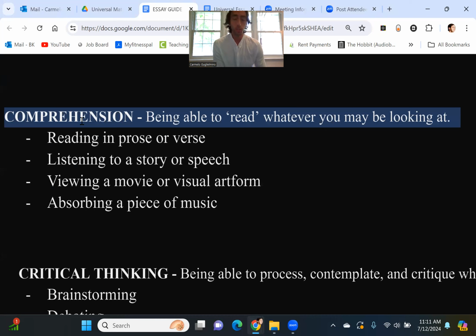Now, when we traditionally think of that, especially in the American education system and the Western education system, we're thinking of reading prose or verse, reading the written word and being able to comprehend the meaning of it. Whether that be the literal meaning, the figurative meaning, or the deeper thematic meaning and all the levels of depth you can go through in that. That's fine. That is one form of comprehension. However, I would also say that that would extend very easily into listening to a story or speech.